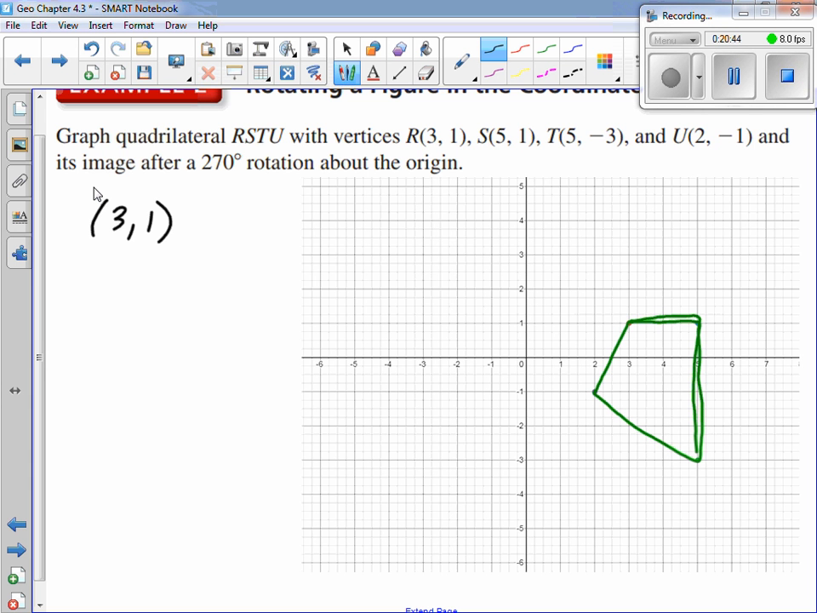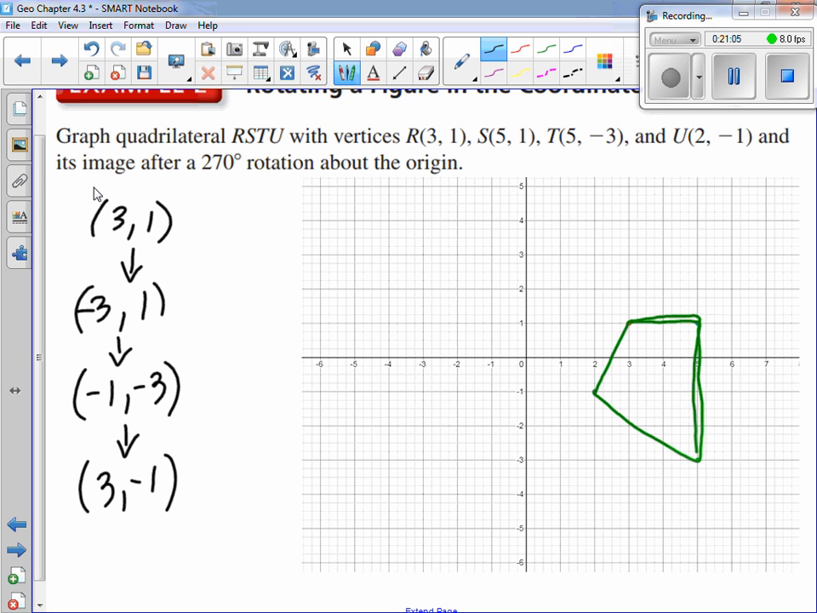So let's see what happens. If I do it first, counterclockwise, I would flip it and make the first negative, yes? For counterclockwise. I would do it again, which would give me negative 1, negative 3, yes? And if I flip it a third time, we get 3, negative 1. Isn't that where we put that 1 point when we rotated the page? Where it ended up?